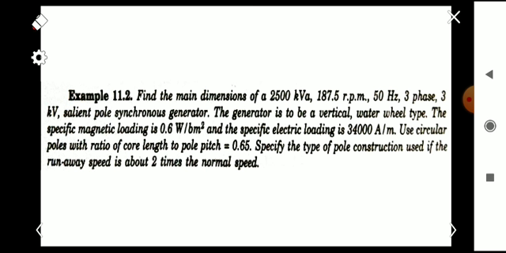And one more question is to find the main dimensions of a 2500 kVA, 187.5 rpm, 50 Hz, 3-phase, 3 kilovolt salient pole synchronous generator. The generator is to be a vertical water wheel type.